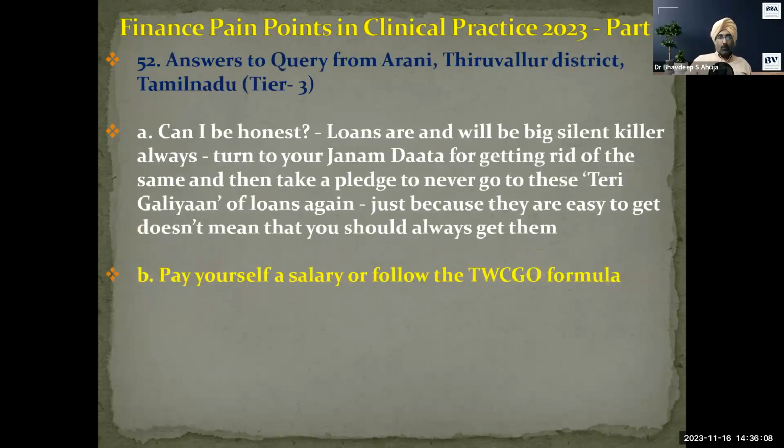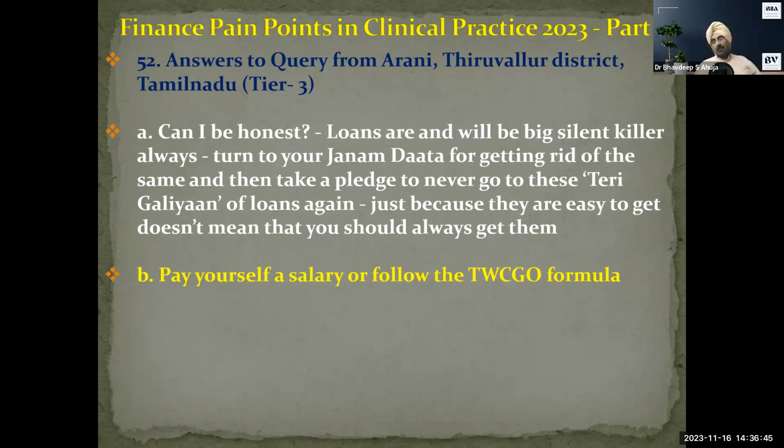So I have always believed and told loans are and will be the big silent killers for anyone. If you're having good practice, good income, still not saving anything, then the logic that I always give: you are earning, and the bank is earning out of it. That is the logic. You are earning and the bank is earning out of it. So the best way is to get rid of these monkeys off your back. The loans are the monkeys you need to get off very fast.